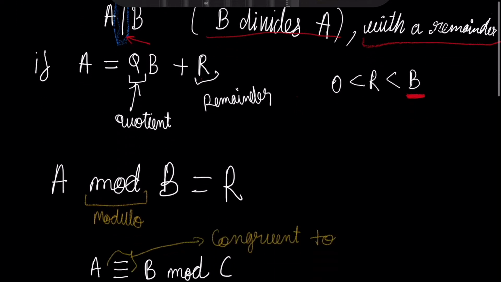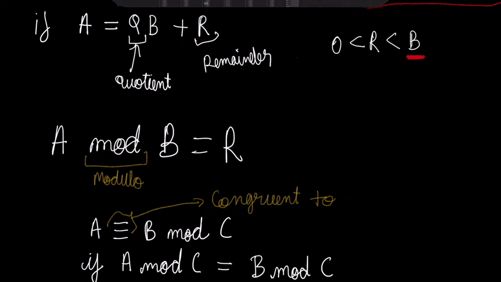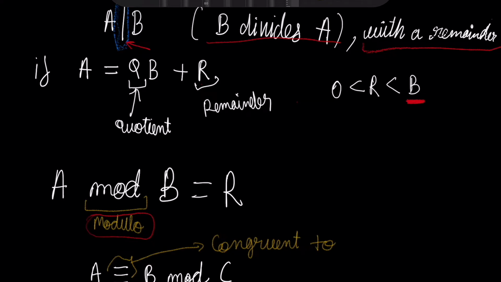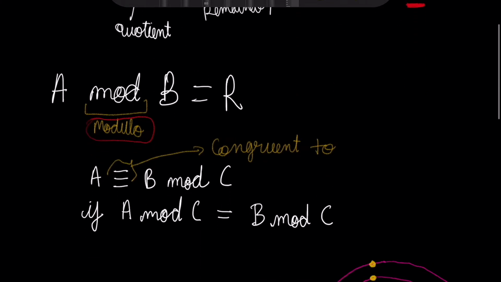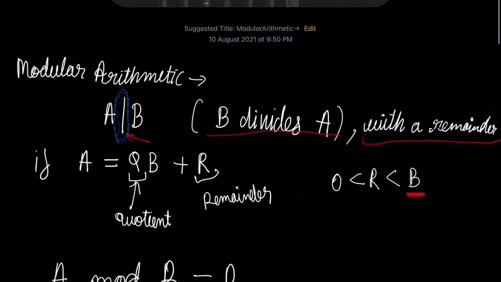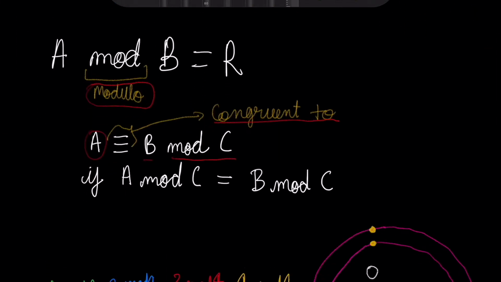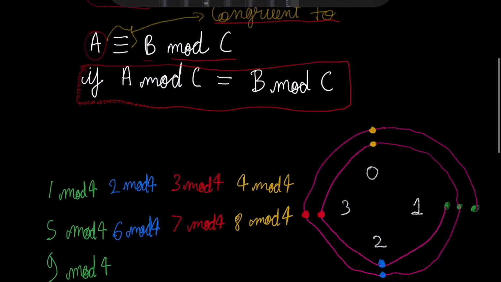You get my point. Next we have this A mod B. This mod is short for modulo, and it is essentially equal to the remainder of A divided by B, which was R. Next, A is congruent to B mod C if A mod C is equal to B mod C. Now let's see some examples.